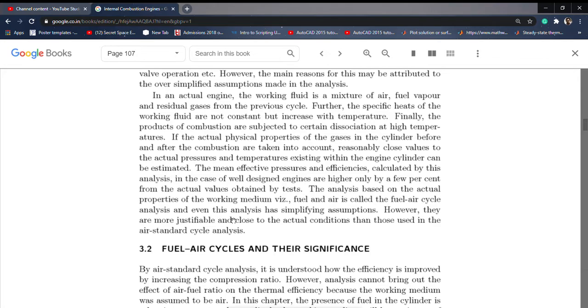And even this analysis has simplifying assumptions. However, they are more justifiable and close to actual conditions than those used in air standard cycles. Whatever we had assumed in air standard cycles is not anywhere near the actual engine conditions. But whatever we use in fuel air cycles is very near to the actual engine conditions. So this part is the introduction of fuel air cycles.